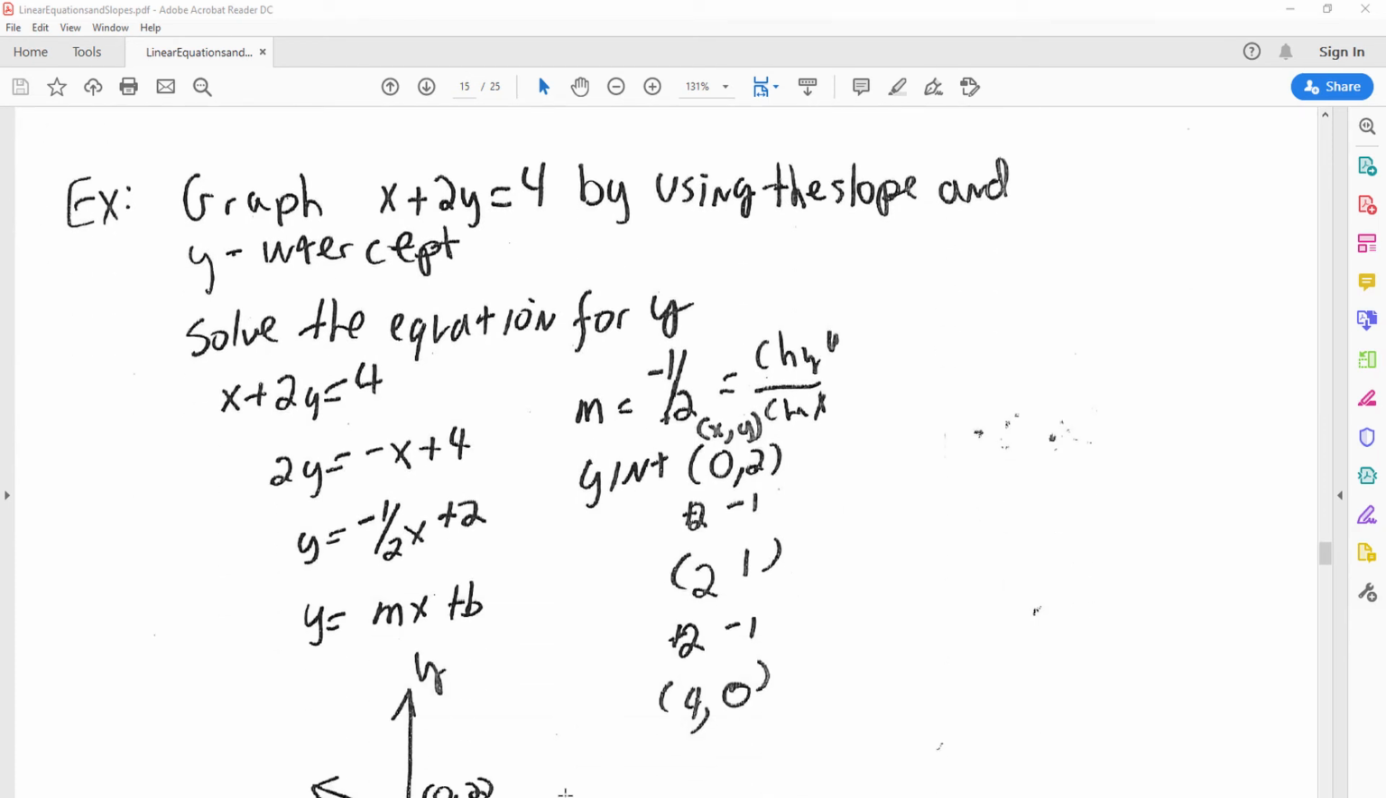In this case here, we can graph the line by using a slope and y-intercept. So the first thing we do is solve it for y so we can identify the slope and y-intercept. So take x plus 2y equal to 4, and I subtract x on both sides. Then I divide everything through by 2, and that gives you my equation in slope-intercept form. I can identify my slope as being a negative 1/2. My y-intercept is going to be at the point 0, 2.